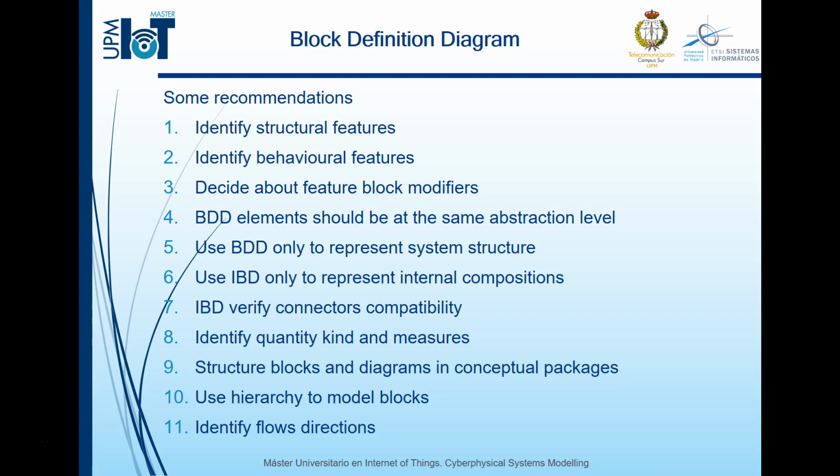Organize your diagrams in packages so that you can model things inside packages. And finally, for those blocks with hierarchical relationships, please model it using generalization and so on. And finally, identify flow directions. When you are moving things, for example, in the case study, we're moving water from the reservoir to the swimming pool, not from the swimming pool to the reservoir. So identify the direction of these flows and which kind of things are flowing through our connections. Something that we have to do in advance when we are modeling our system.